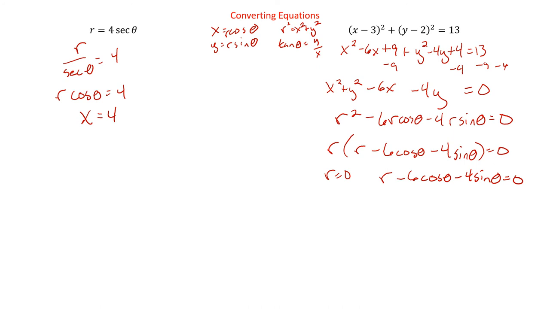Our equation, we want it to be r equals something. So r equals, adding these to the other side, 6 cosine theta plus 4 sine theta. If we graph this, we could just type it right into Desmos or use our calculator in polar mode. We actually get a circle centered at 3 comma 2 with the radius of root 13.